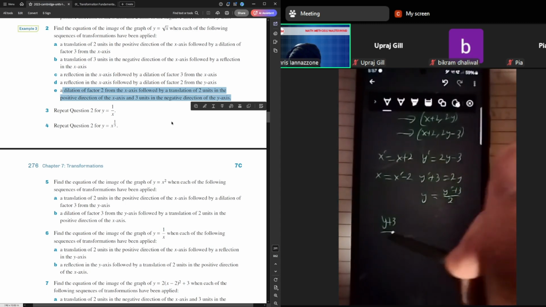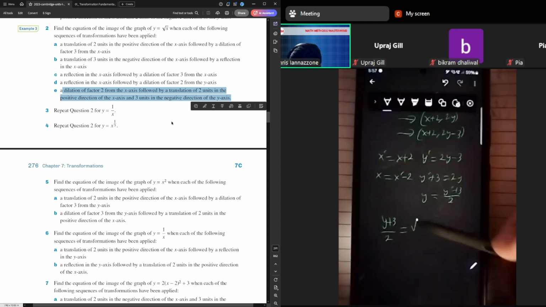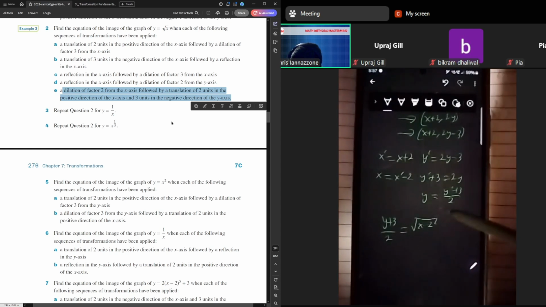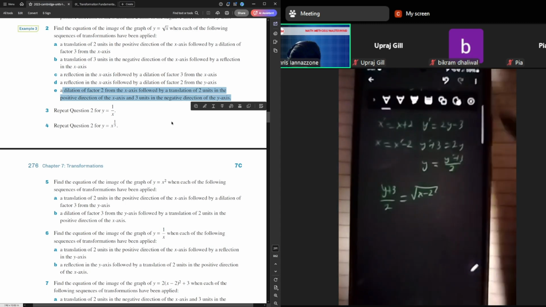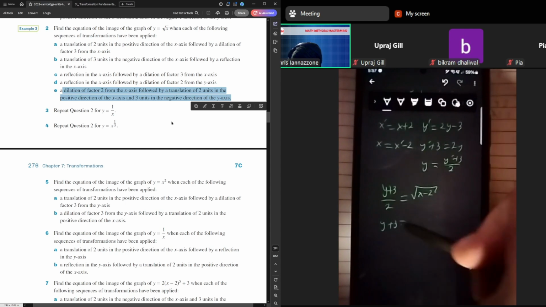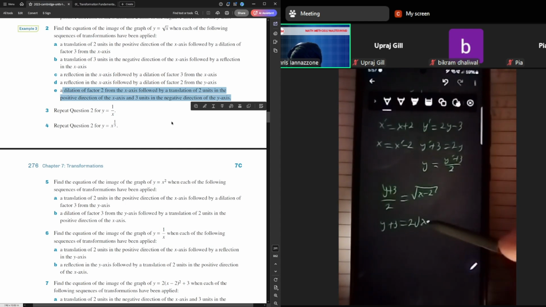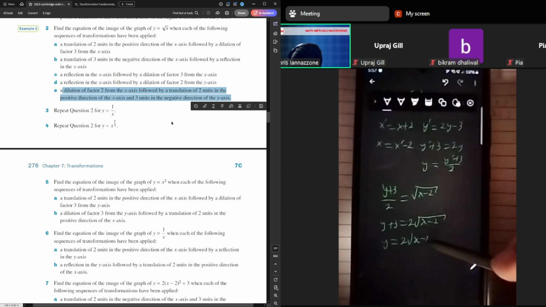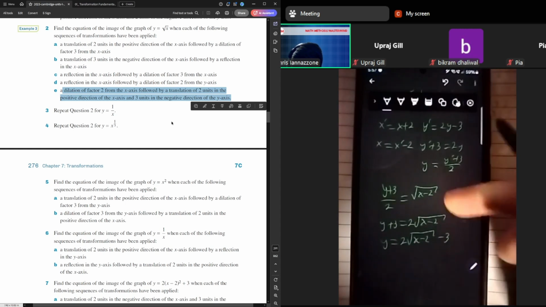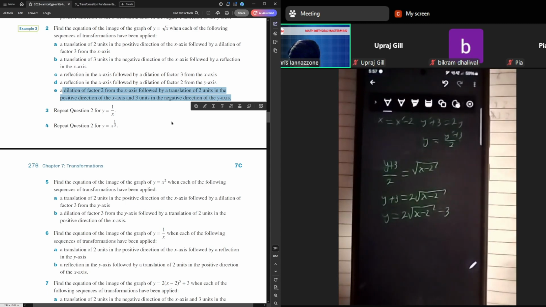Y plus 3 over 2 is equal to square root x minus 2. So every y got replaced at this, every x got replaced at that. Y plus 3 equals 2 root x minus 2. And then y equals 2 root x minus 2 minus 3. So that's all. If you follow the x dash y dash thing, you're doing the exact same thing every time. You're relying on your algebra skills.